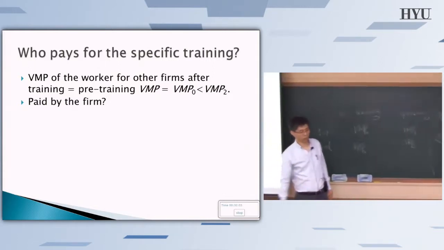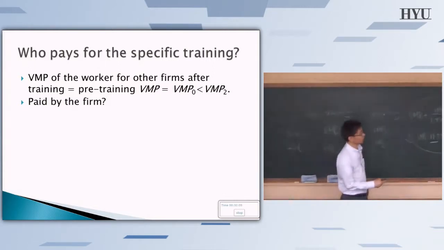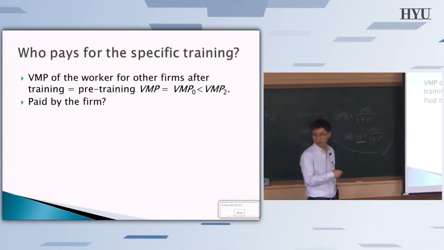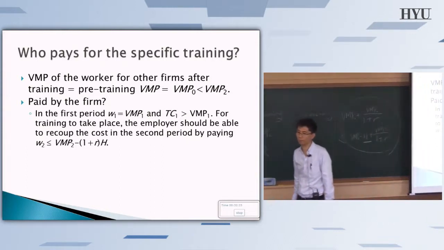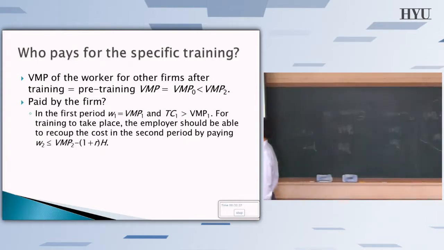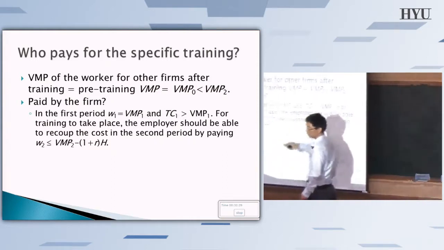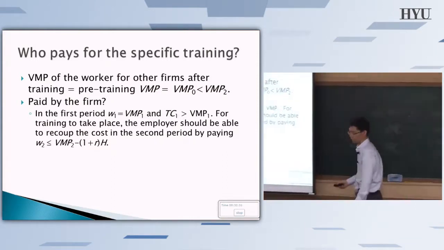Now, there are two cases. What if the firm pays the cost of the specific training? So the idea goes, in the first period, the firm pays for the training. So in the first period, W1 is just equal to BMP1. So the total cost of training is just paid by the firm. So W1 is just the BMP1. No cost paid by the worker.